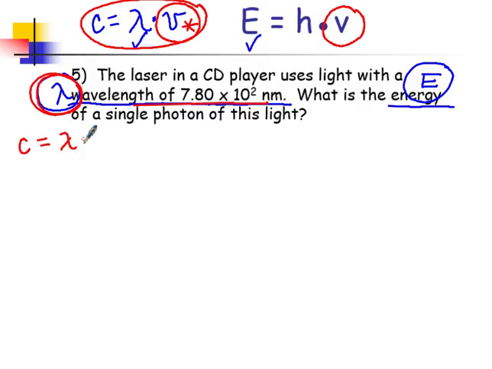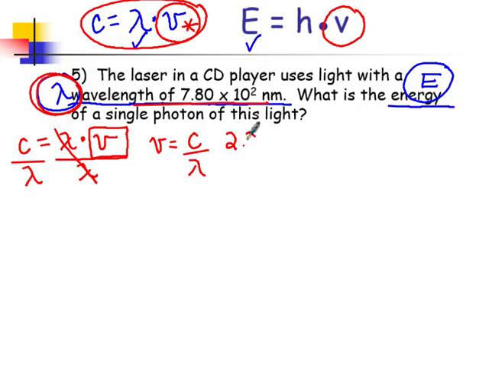c is equal to wavelength times frequency. I don't know this, so I'm going to get rid of the wavelength over here. So frequency ends up being c over wavelength. My c is the speed of light. It hasn't changed. But my brain takes a look at this and says, uh-oh, nanometers again. So I'm going to have to switch that into meters. So I come down here to do that real fast.